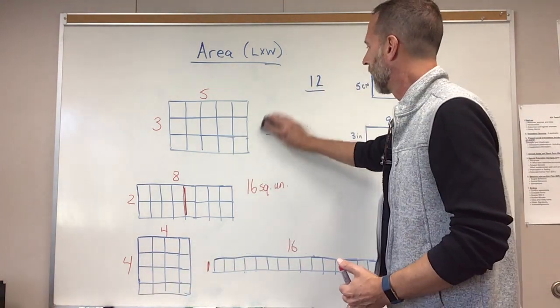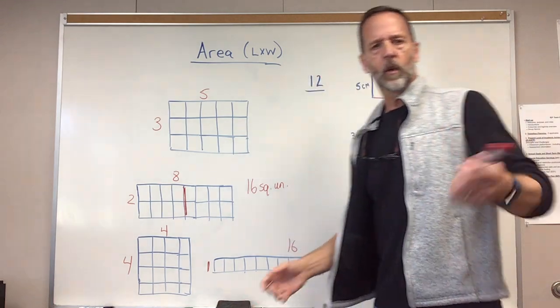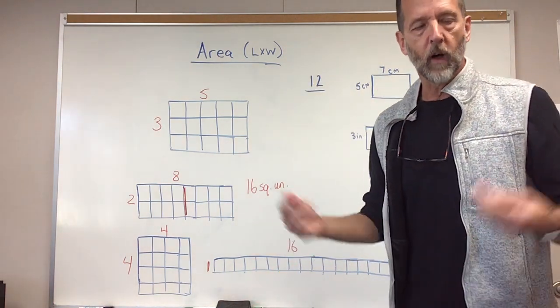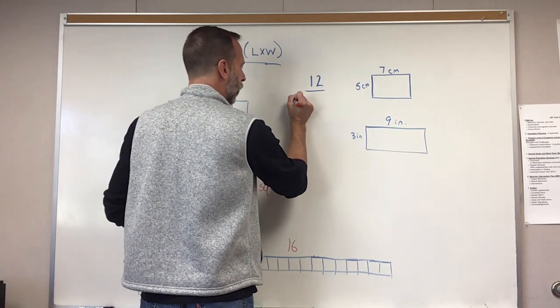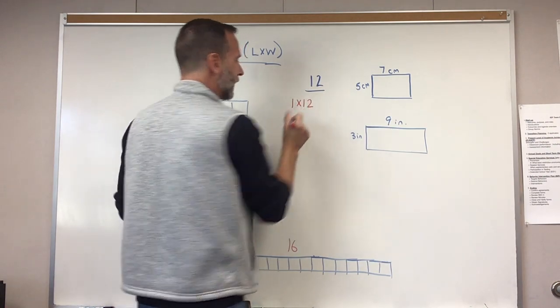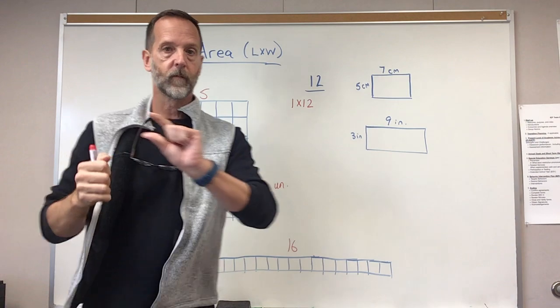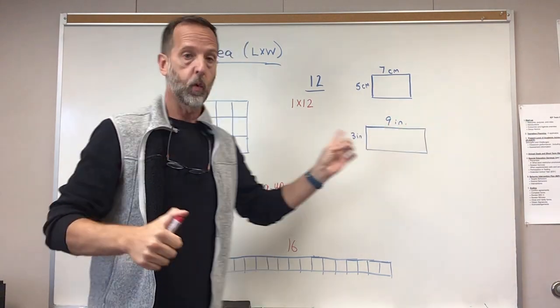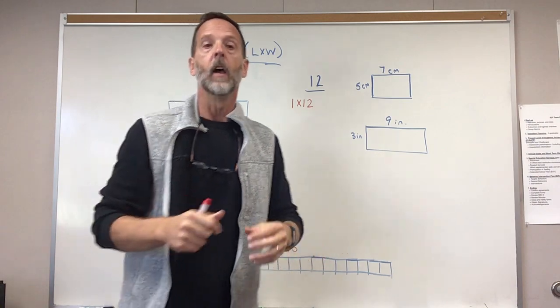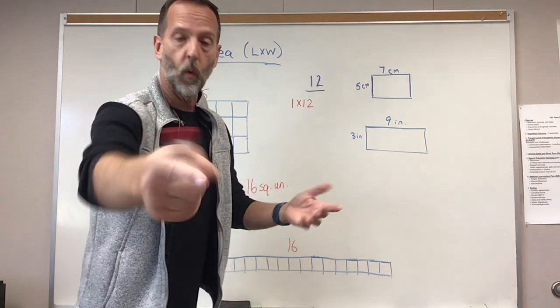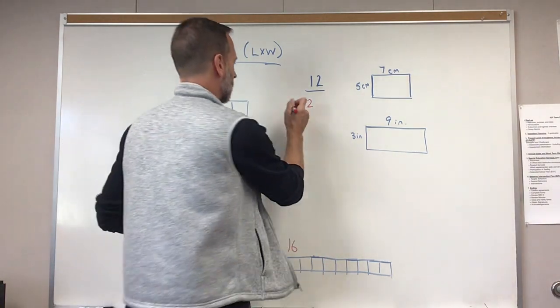Let's take the number 12. Think about what you can multiply to give you 12. Well, we know that 1 times 12 would give us 12, right? So I could do 1 times 12. I could do 1 long row, and how many would be in the row? 12, and that would give me an area of 12 square units, right? Okay, what else gives you 12? Oh, I heard somebody say it, 2 times 6.